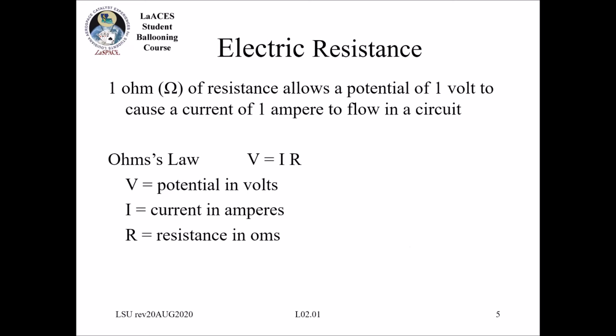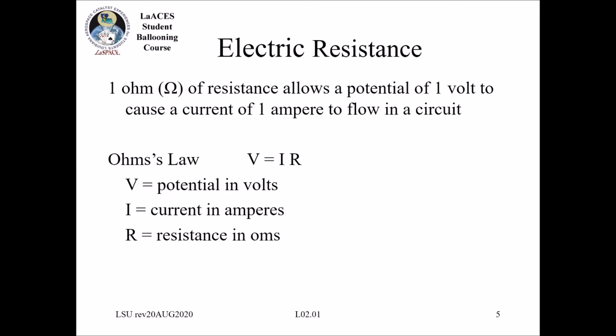Then we talk about resistance. Resistance and resistors do what they say. They're basically resisting current flow. And so when we define it, 1 ohm, it's typically measured in ohms, it allows a potential of 1 volt to cause a current of 1 ampere to flow in a circuit.